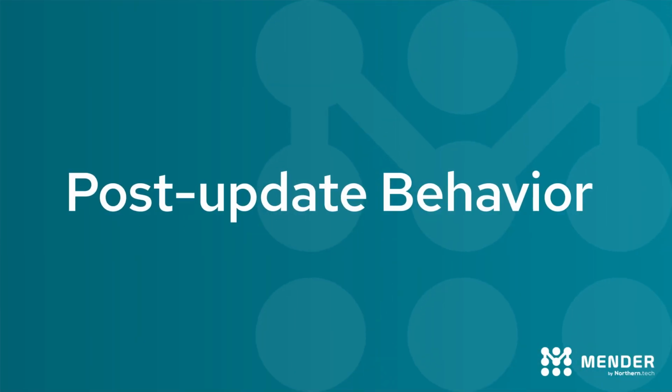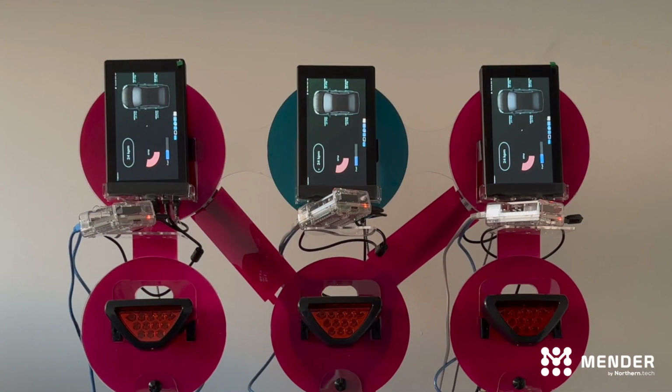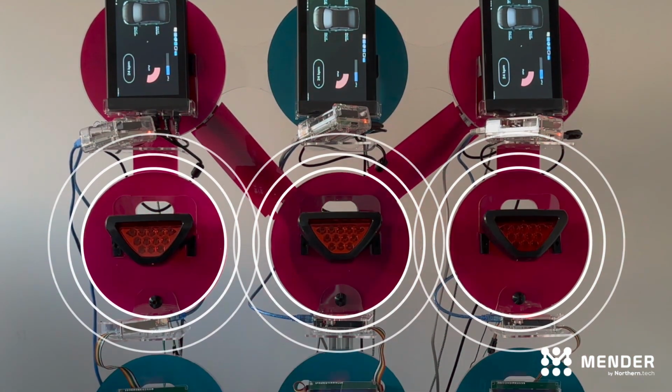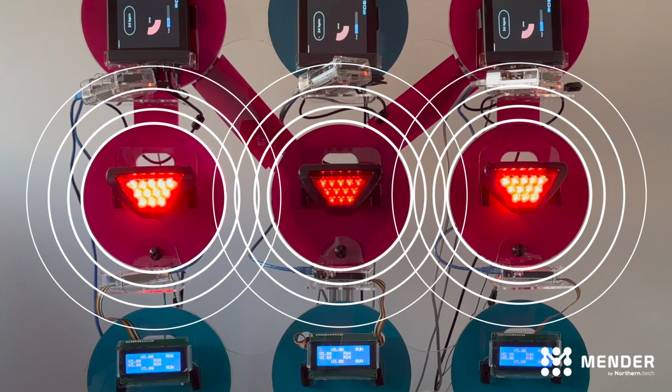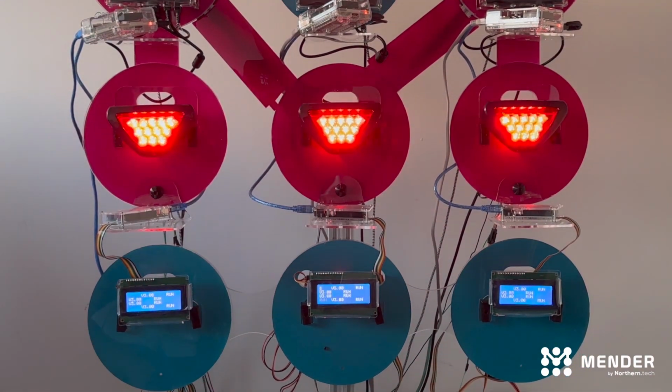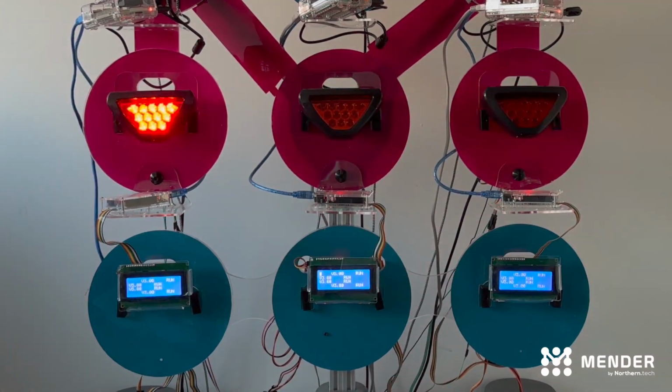Post-update behavior. The infotainment now shows Release 3.0 is running in all the vehicles. The same blinking pattern shows that Release 3.0 is now running in all the vehicles. The light controller display also shows Release 3.0 is now running in all the vehicles.